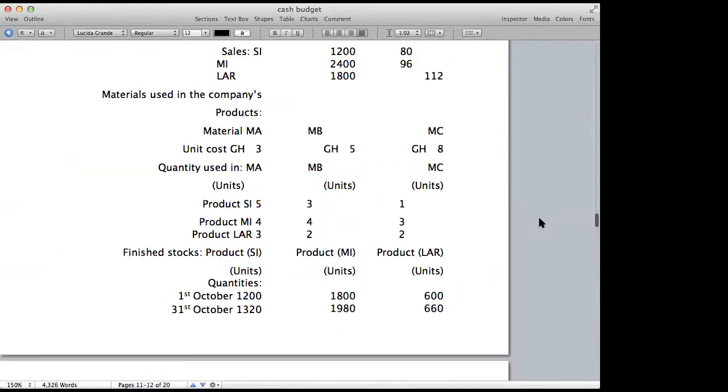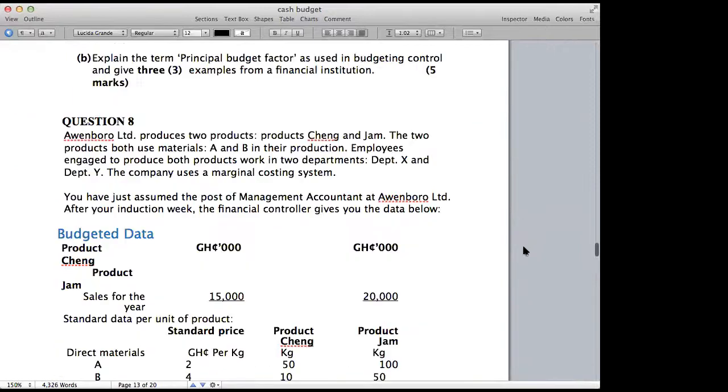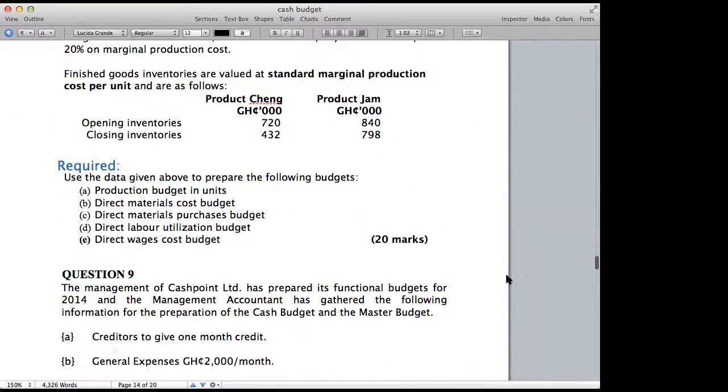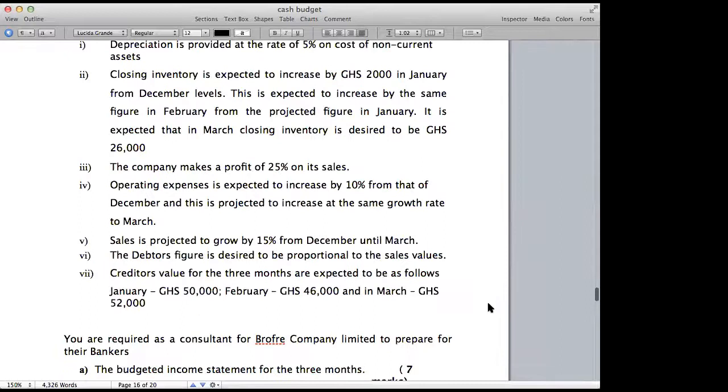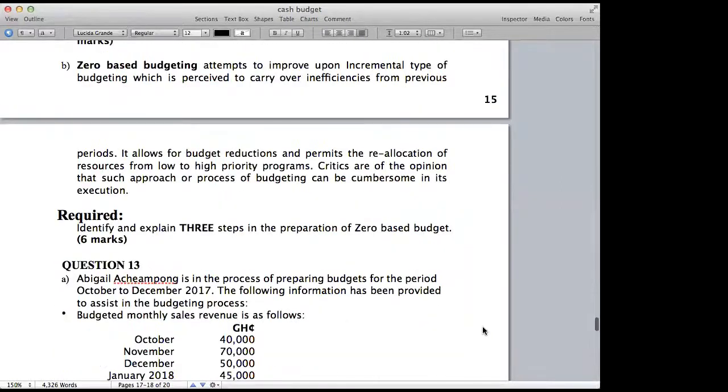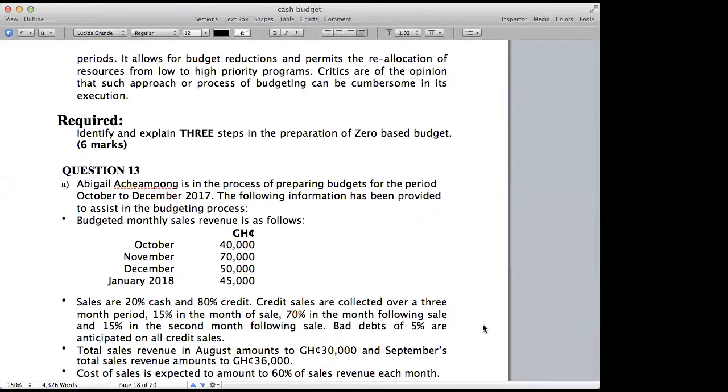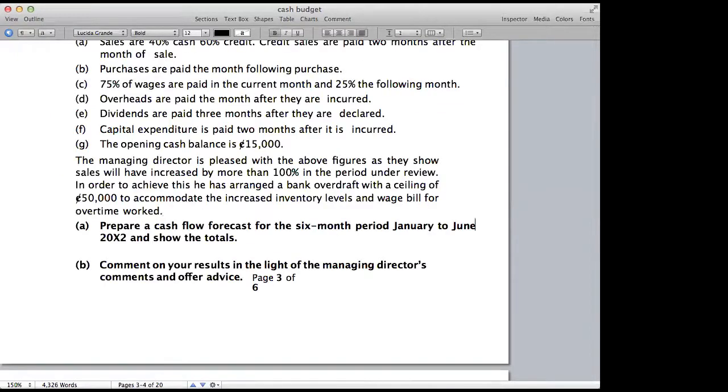So question 13: Abigail Champion. Good. So it's Abigail Champion. Okay, there will be a short class test here.